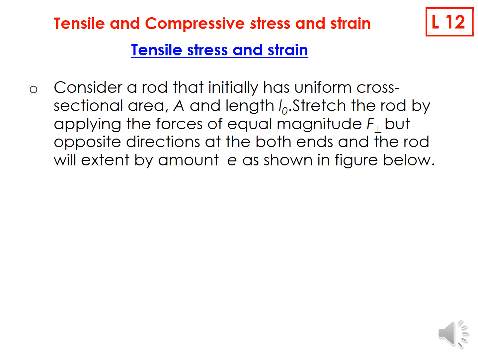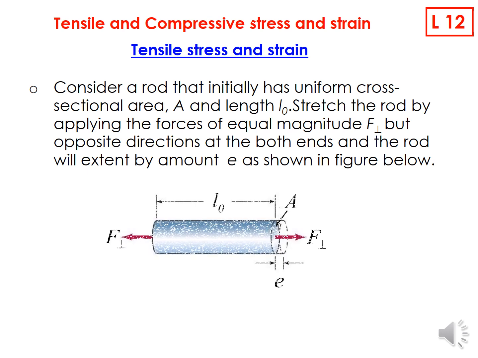Tensile and compressive stress and strain. Tensile stress and strain. Consider a rod that initially has uniform cross-sectional area A and length L0. Stretch the rod by applying forces of equal magnitude F, tangential but opposite in direction, at both ends, and the rod will extend by amount E as shown in the figure below.